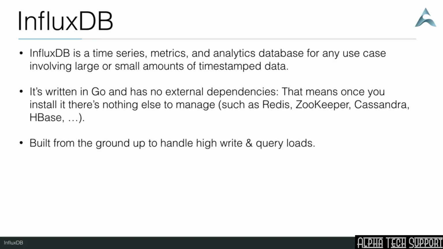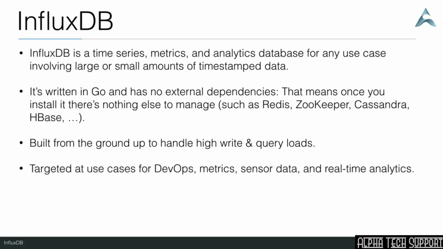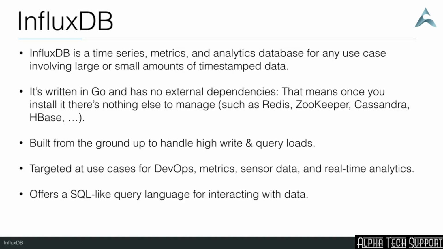InfluxDB was built from the ground up to be a modern time series database and to handle high write and query loads. This was built in from the beginning. InfluxDB is targeted at use cases for DevOps, metrics, sensor data, and real-time analytics. Some extraordinary features are automatically expiring and deleting any unwanted data from the system. InfluxDB can handle millions of data points per second.